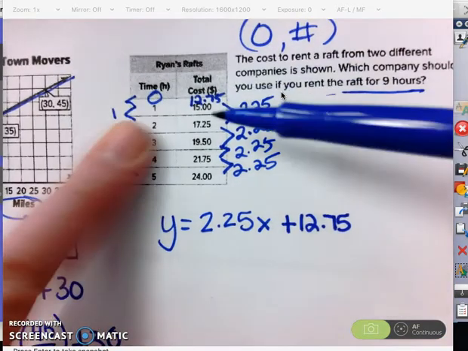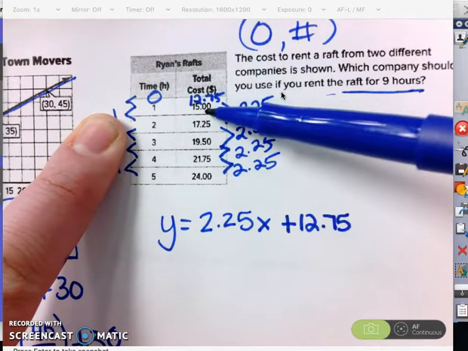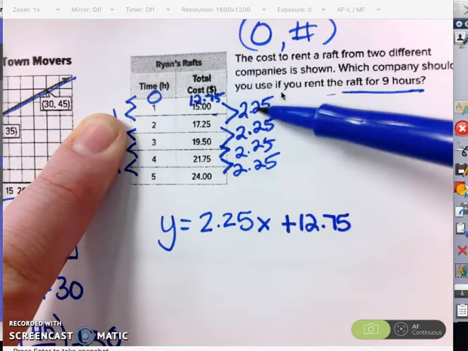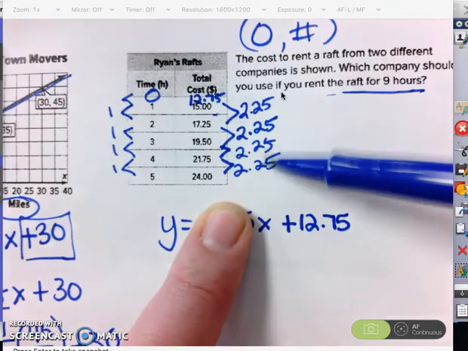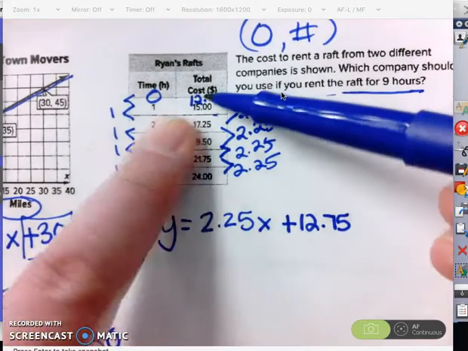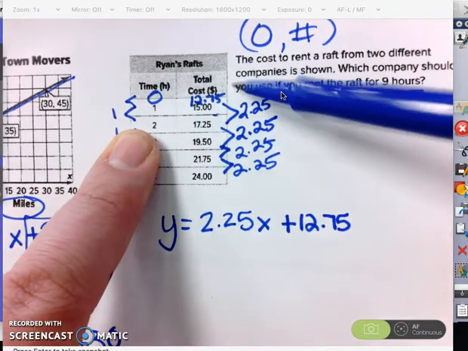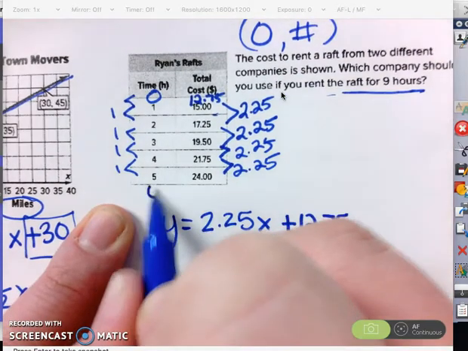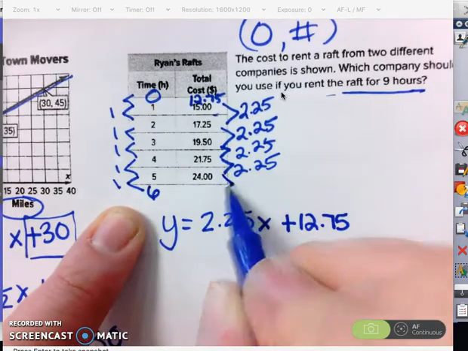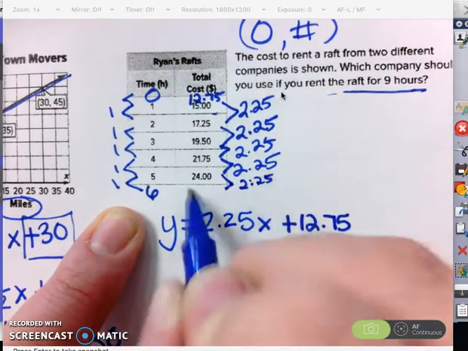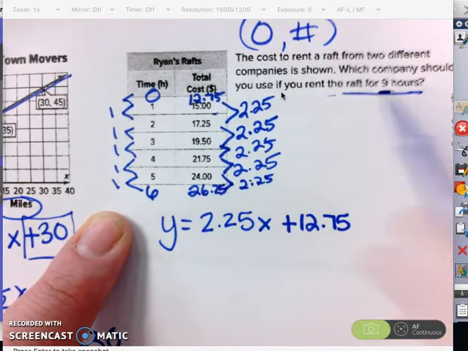So I subtracted this 15, and then I did 15 minus the 2.25. That rate of change. So each time it's going up here, 2.25. So if I wanted to figure out the line before this one, I would just go down 2.25. Just like here, if I wanted to figure out how much it would be for 6 hours, I would add 1 here. So then I would add 2.25 here, and I would get 26.25.